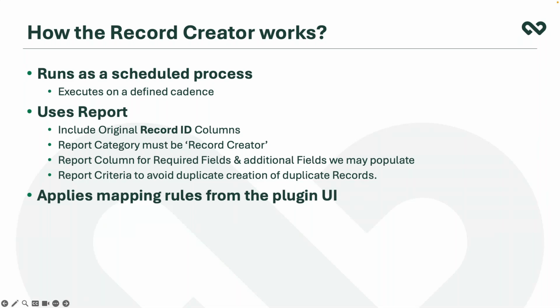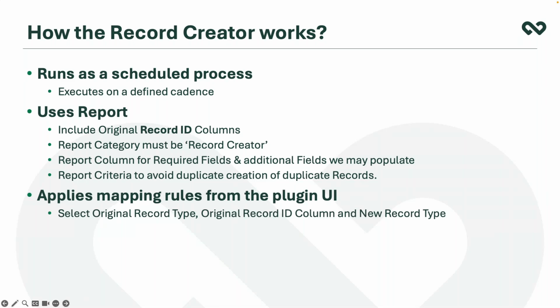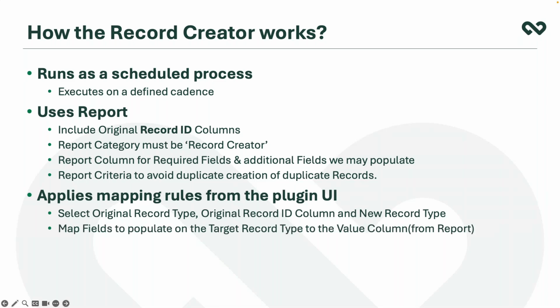The Record Creator plugin UI is where we will complete the field mappings by selecting what the original record type is, the original record ID column from the report, and what the new record type is going to be. Also, which fields are to be populated by the record creator and which columns from the report contain the value for the selected fields.